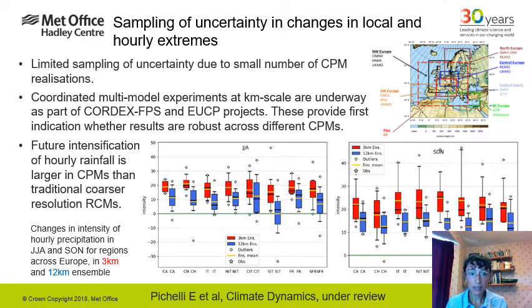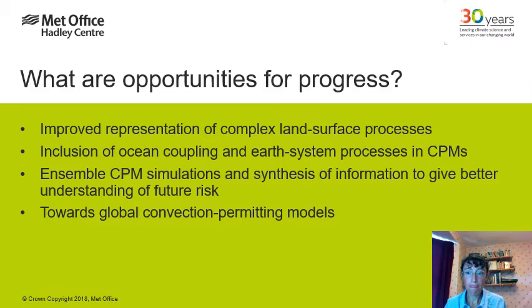And indeed what we find is this tendency for heavy rainfall to be higher in these high resolution models compared to more traditional models is a consistent result across all of these. So you can see here in all these different parts of Europe and these different models, we can see that the red is higher than the blue, so this greater intensification. It seems to be a consistent, robust result. What are the opportunities for progress? Improved representation of complex land surface processes. I'll talk about that more in a minute. Inclusion of ocean coupling and earth system processes.